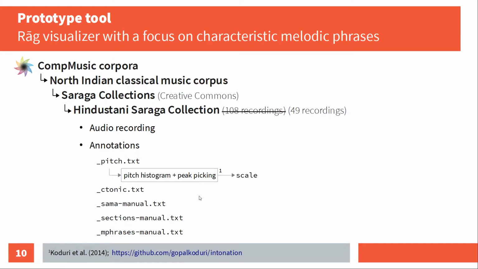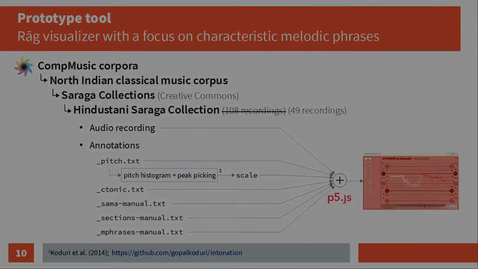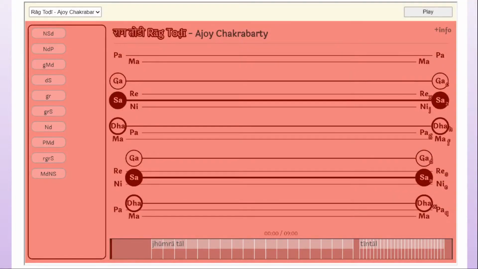And once I have all this data, I combine them in this tool that was designed using P5.js, which I'm going to present now. To briefly demonstrate the tool, I chose a performance of Rag Todi by Ajoy Chakrabarty. The tool has three main components.